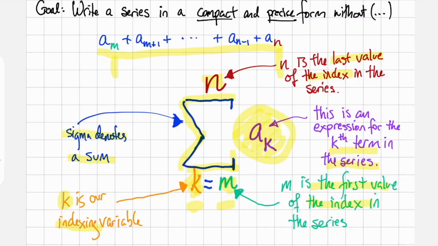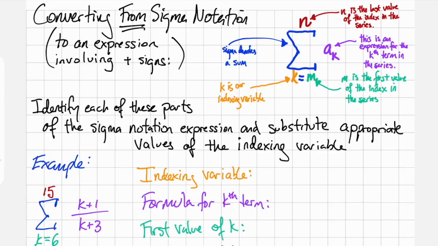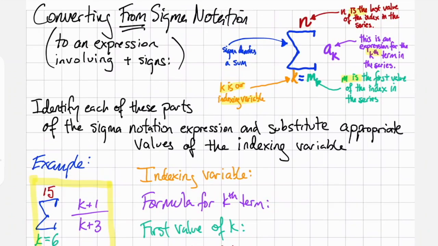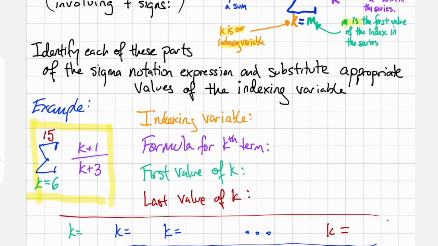Let's practice interpreting an expression written in sigma notation. Let's look at this example. We need to identify each of the parts of the sigma notation and substitute appropriate values of the indexing variable. We recognize that the indexing variable here is k. That's the variable below the sigma sign. Now let's look to see what comes after the sigma sign.